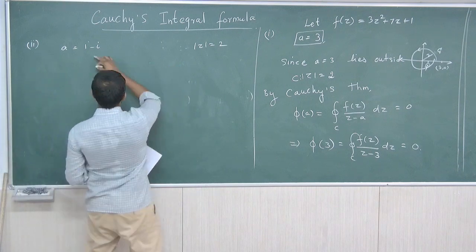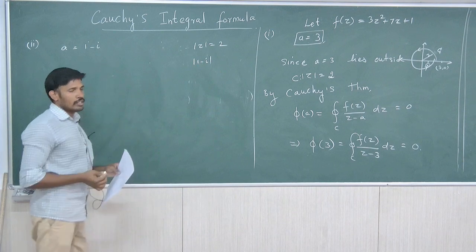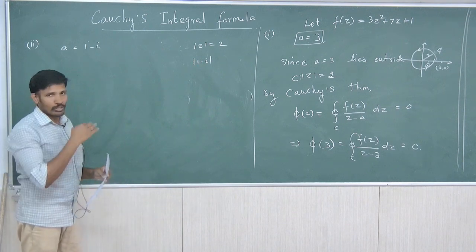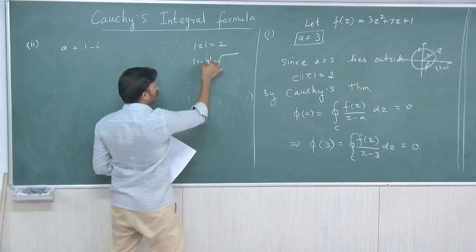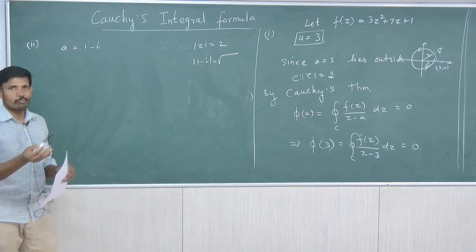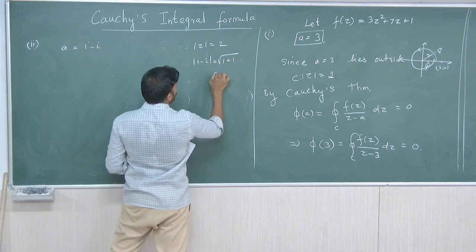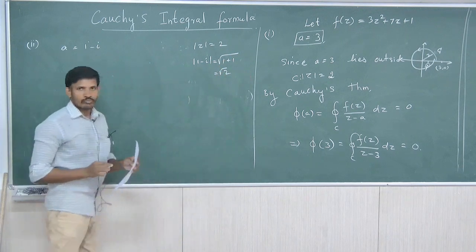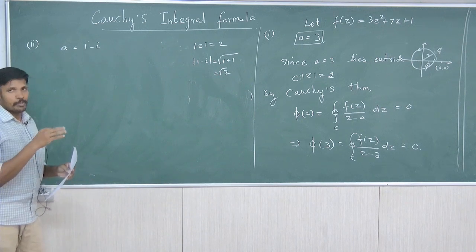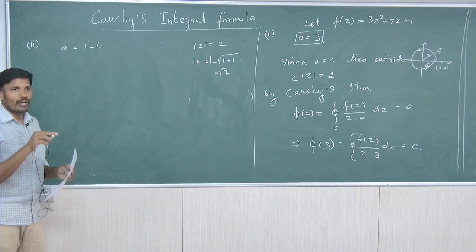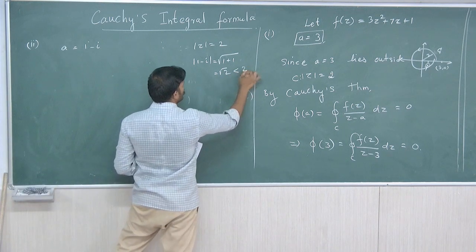Suppose you substitute 1 − i. You already know the formula to find the modulus: the square root of real part square plus imaginary part square. So you get the square root of 1 plus 1, which is root 2. The approximate value of root 2 is 1.41 something, which is less than 2.